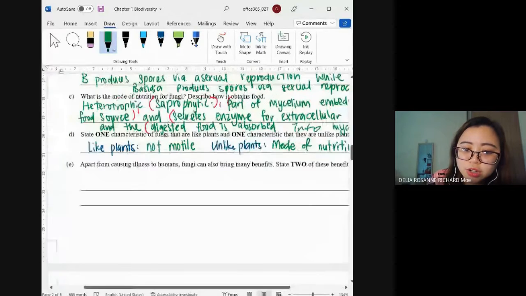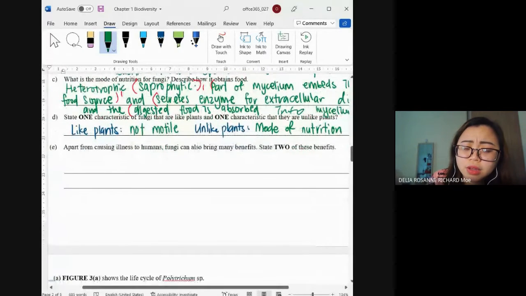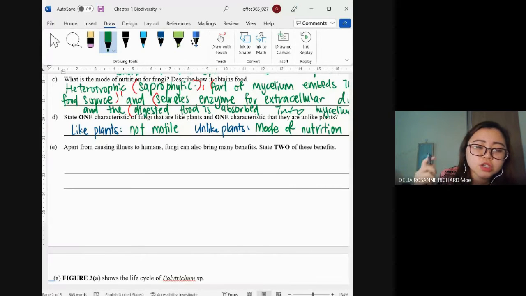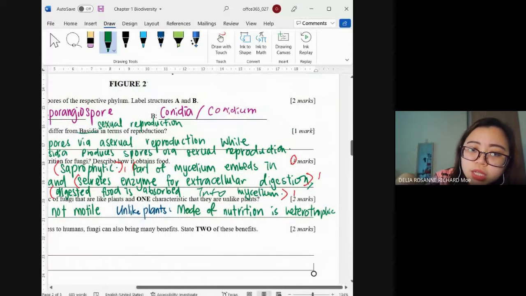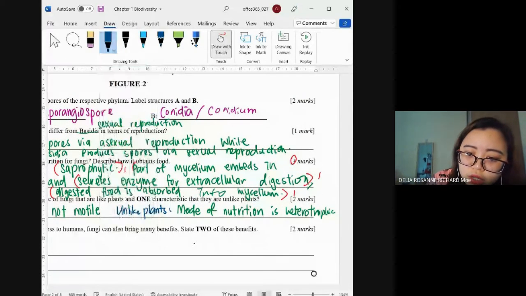Alright. So, I'm just gonna go into this question 2E. Apart from causing illness to humans, fungi can also bring many benefits. So, to answer this question, kita bagi jawapan yang baik-baik sahaja. Kita jangan cakap yang dia jadi parasit. So, for this one, we can talk about their importance in pharmaceutical industry.